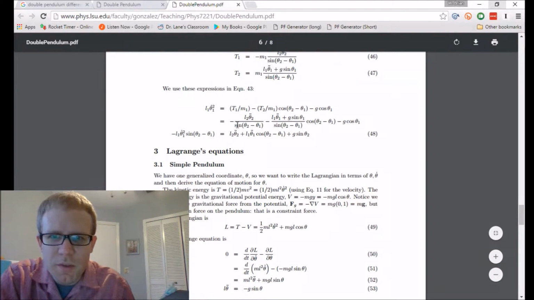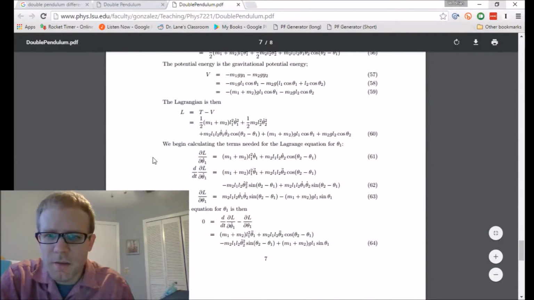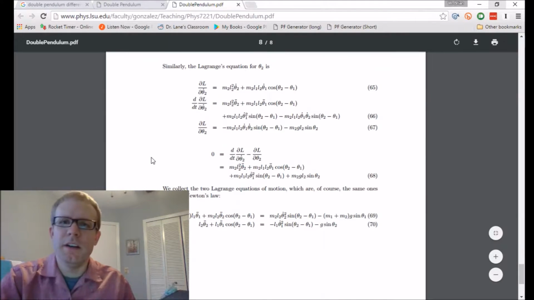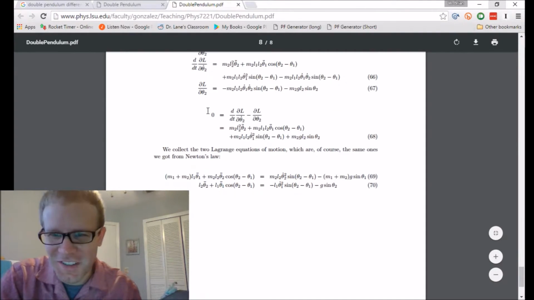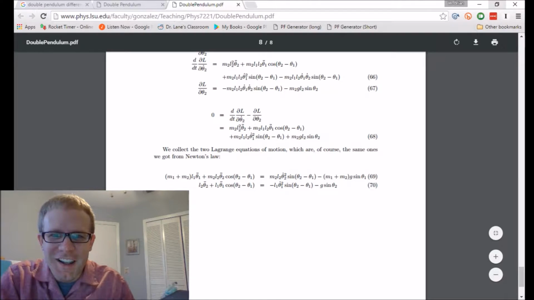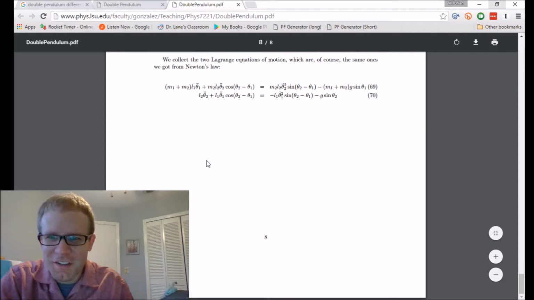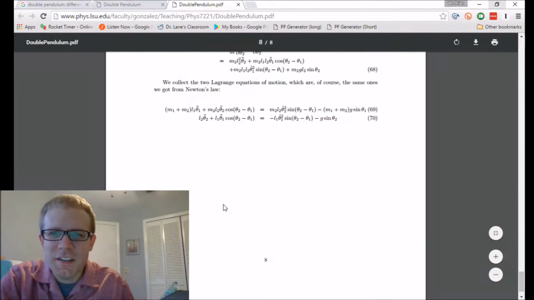Okay, yeah, so she ends up with this, which I guess she needs to separate later. Double pendulum. Here we go. So here's Lagrange's equation. See, you can tell she's from a physics department, because she's just calling them Lagrange's equations, not the Euler-Lagrange equations. Which are, of course, the same ones we got. Okay, except you didn't have to go through the tension.